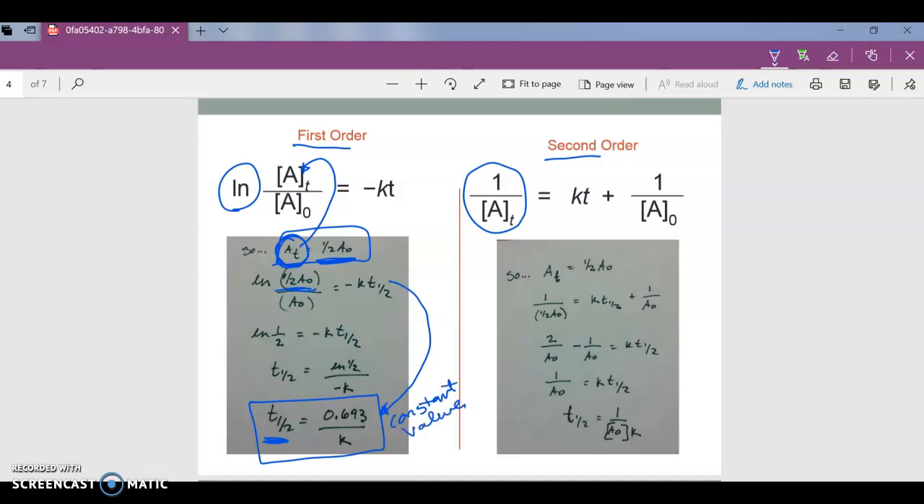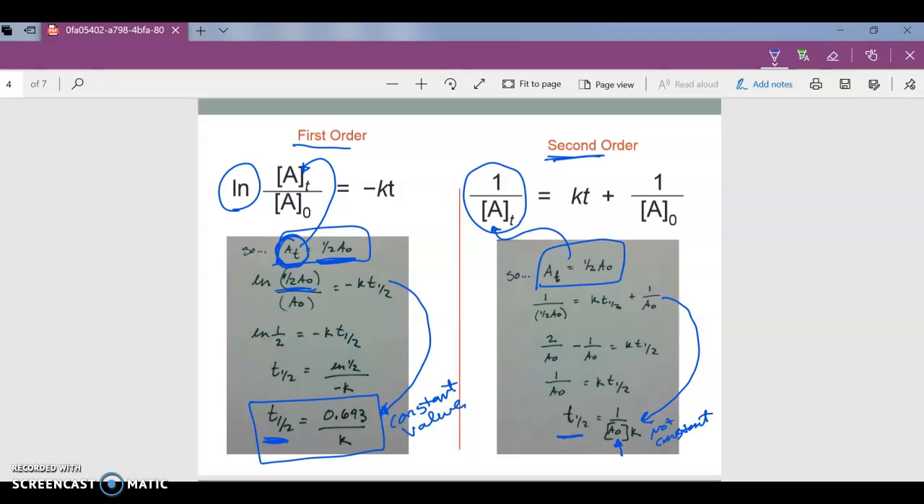Now let's look at something that's not a first order reaction. Here's our second order. I'm going to do the same thing. After one half-life, A over t, I have half of it left. I'm plugging that value right into here, doing some algebra again, and I get this value down here. Notice that the half-life is now dependent on how much you started with. And so it changes as you get less and less of an amount. So this is not constant.